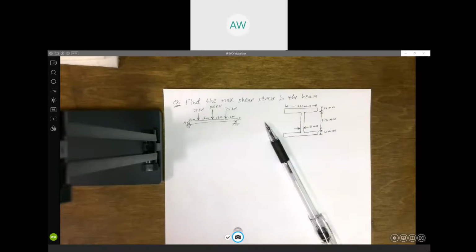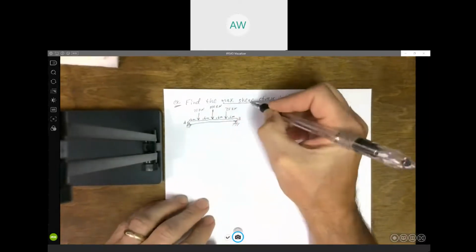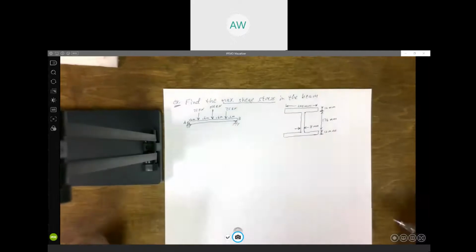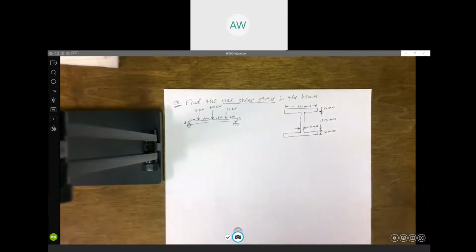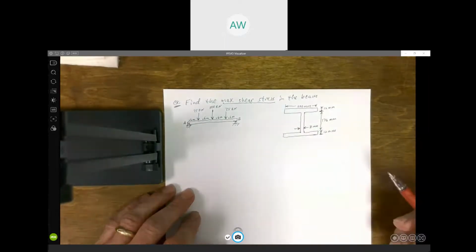If we're trying to get the maximum shear stress, we need to know what the maximum shear force is. We need to know the maximum V. How we do that is we draw a shear diagram. That's all we're going to need, because we weren't asked to find the maximum bending stress. We'd also need the moment diagram to find the maximum moment, but we just need the maximum shear force.